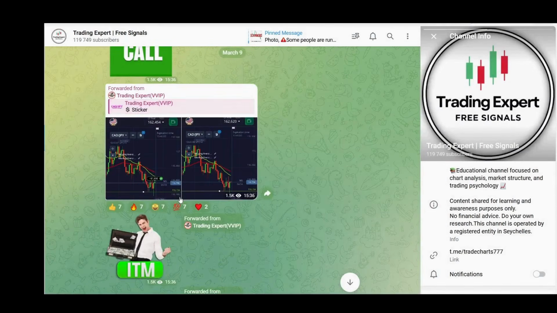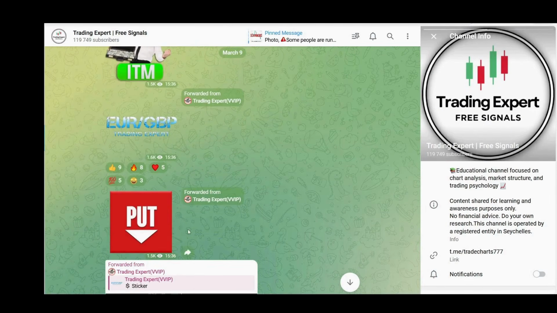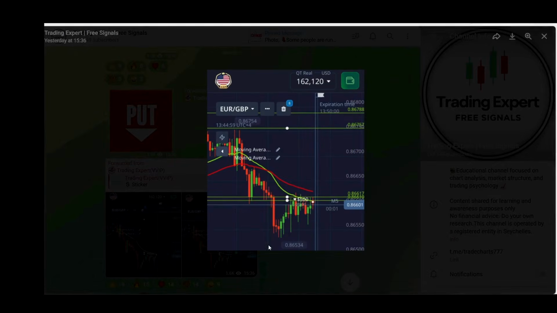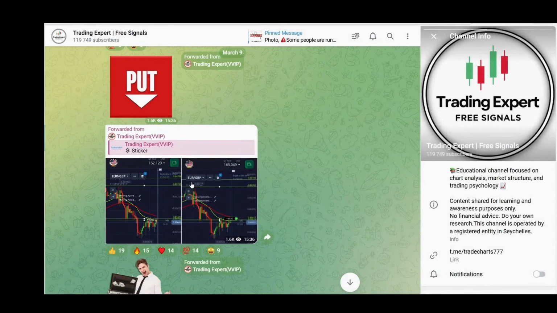Let's move on to the next trade that we provided on EURGBP for the downside move. The logic behind this trade was that there was a resistance level, and a downtrend was also present. You can also see a moving average there. That's why we provided a signal for the downside move on EURGBP, and this was also a good win.